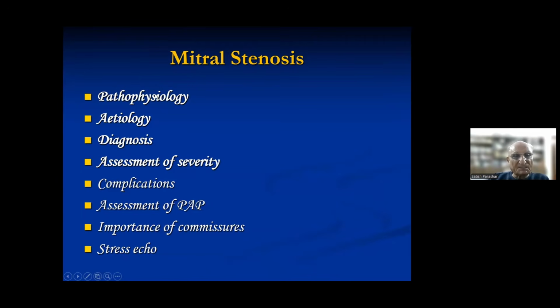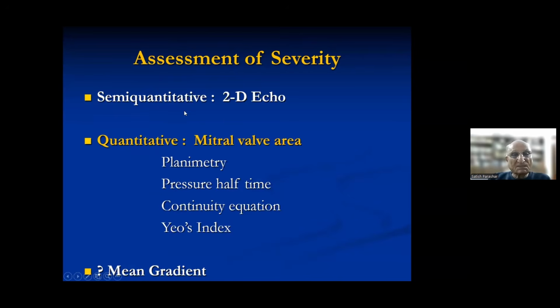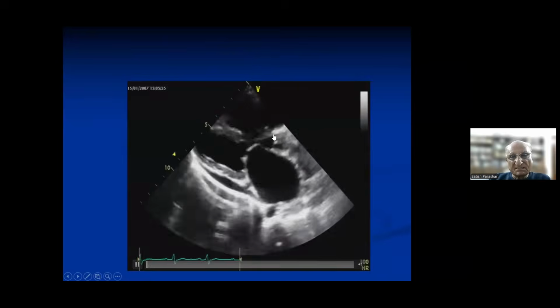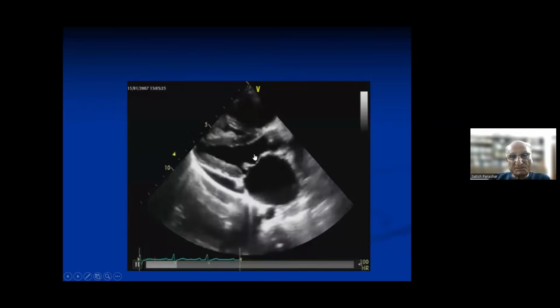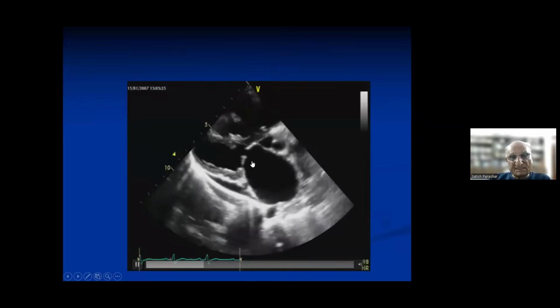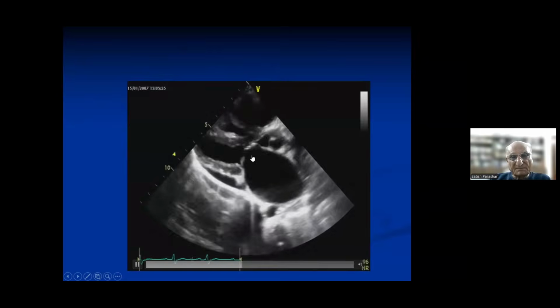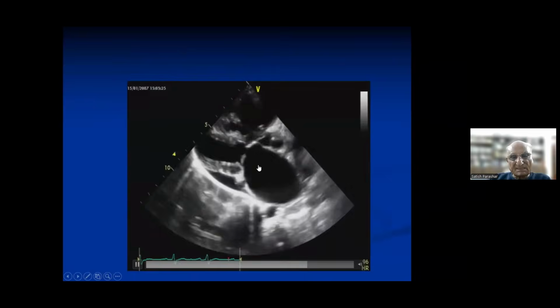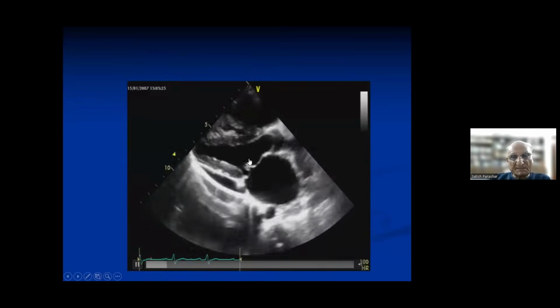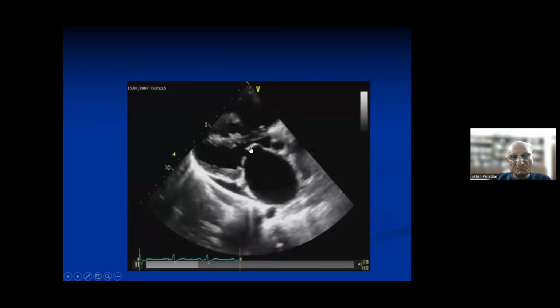Because definitely when you have diagnosed mitral valve stenosis, the next question that will be asked is, what is the severity? Now you see, as I told you, a 2D echo always gives a semi-quantitative idea. For example, if you see here, this is a mitral stenosis, you see doming of the cusp, and you see there is a thickening of the basal and the mid segment, and it shows a relatively good opening of the mitral valve.